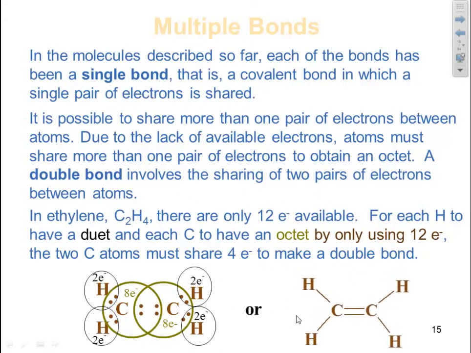Now, what we tend to do is we don't write the dots. For bonded pairs, we tend to write a single line when it's a single bonded pair. If it's a double pair being shared between two atoms, we write a double bond.